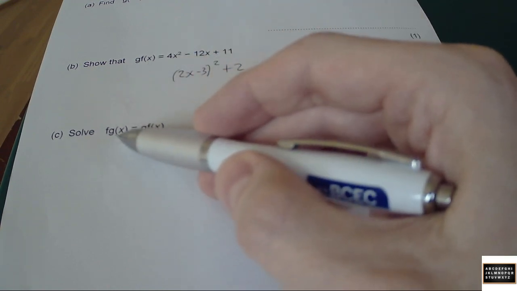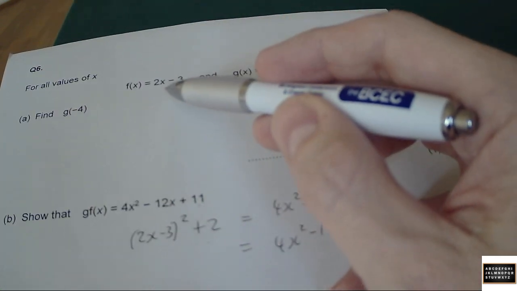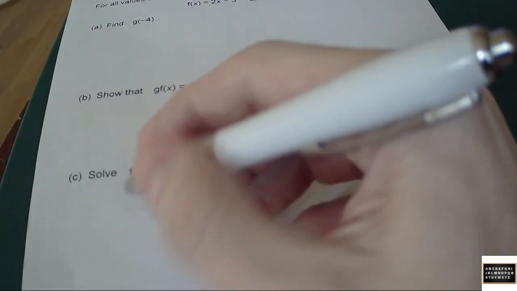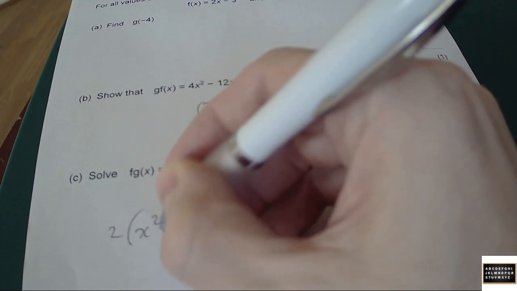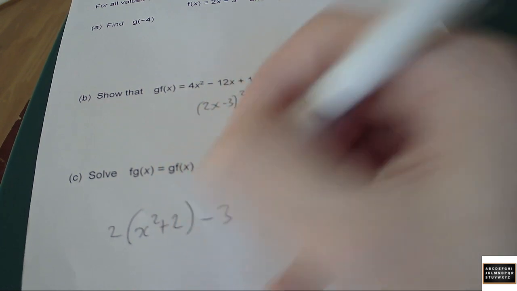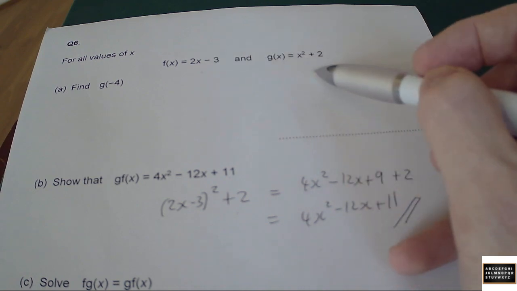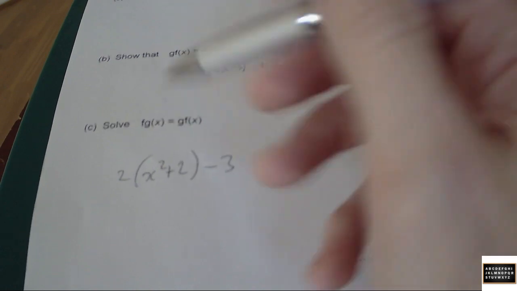Now we need f of g of x. That means up in the f function here, wherever I see an x, I'm going to write this one now. So that will be 2 lots of x squared plus 2, minus 3. So what I've done there is I've just substituted for x, I've written down the x squared plus 2 expression. So I've done it the other way around. Now I've got to show it's the same.